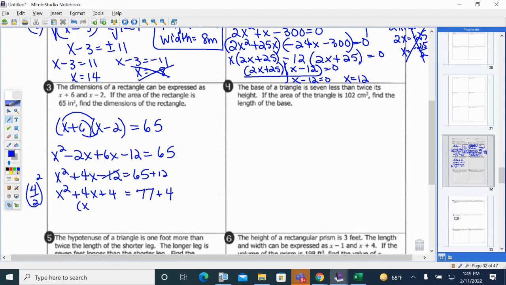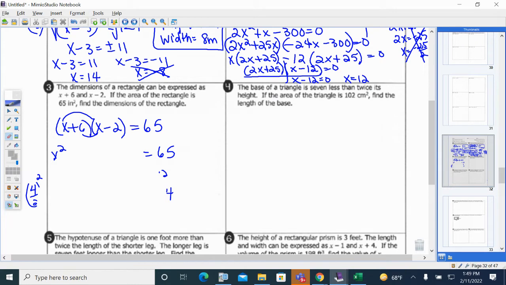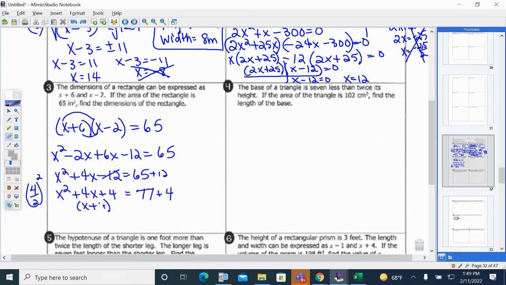Factor the left. X plus 2. Square root of 4 is 2. Whoops, let me fix that really quick. I forgot to take the square root. Squared equals 77 plus 4 is 81. Square root. And x plus 2 is equal to a positive and a negative 9. And then we're going to solve both of those. So x plus 2 is equal to 9, or x plus 2 equals negative 9. Subtract your 2, and we get a 7, or you might get negative 11.